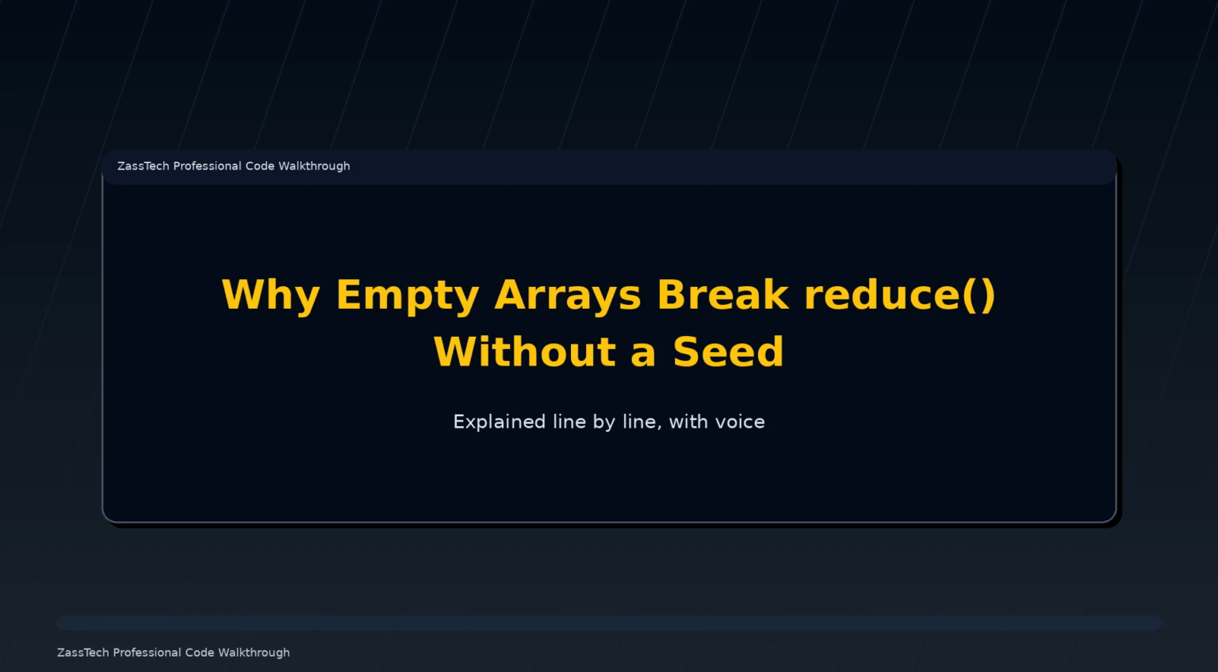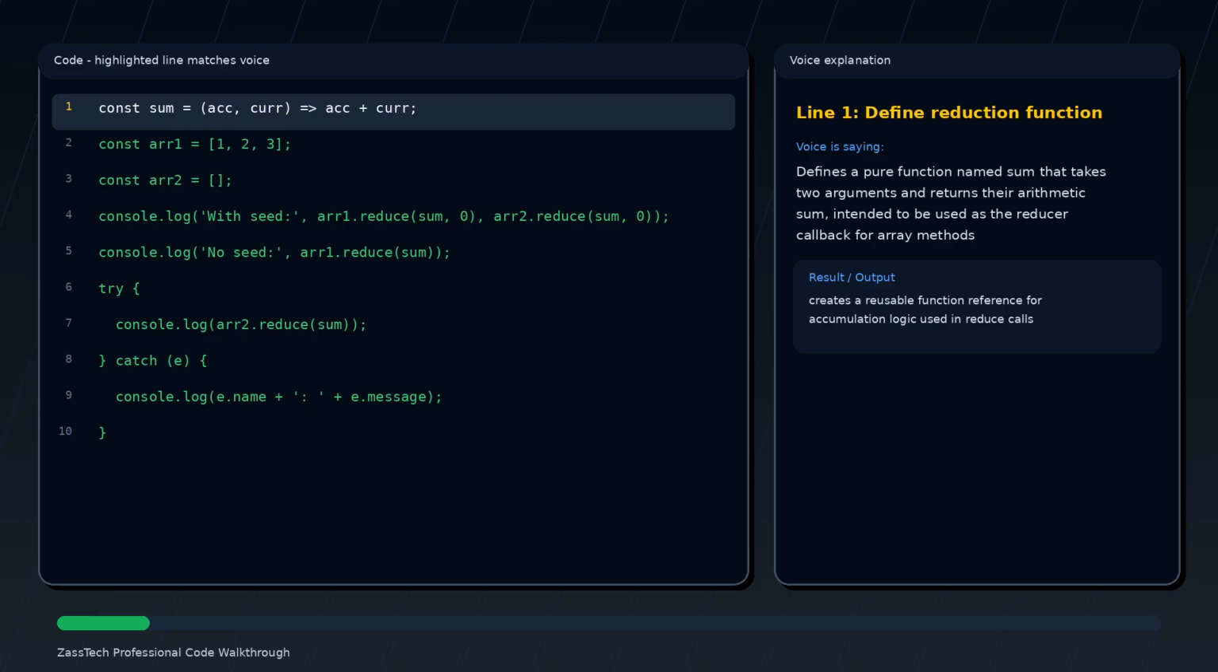Running reduce on an empty array returns undefined if you don't initialize the accumulator, and that single oversight can crash production apps. Defines a pure function named sum that takes two arguments and returns their arithmetic sum, intended to be used as the reducer callback for array methods.